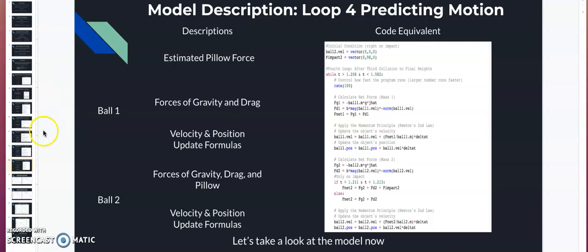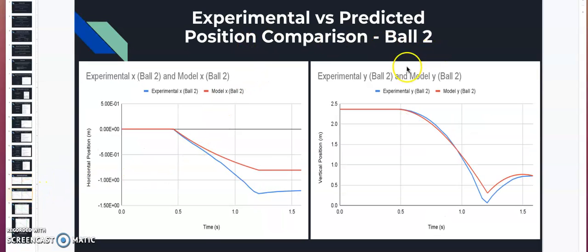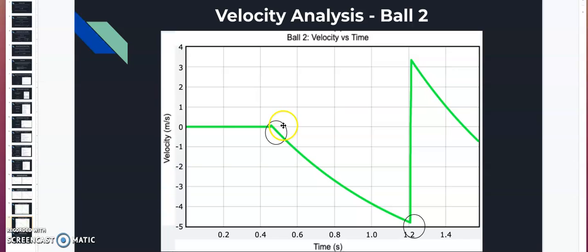So we can take a look at the graph comparison. Here are the experimental and model comparisons for the x and y directions. The x were about the same shape, but not necessarily the same values. Y matched pretty closely. Same thing for the second ball. X were about the same shape, not a super great match, but the y value was much better. And we see the velocity analysis for the first ball. We can look at where the forces were applied. It changes the velocity. And the same thing for the second ball, going from not moving to moving.